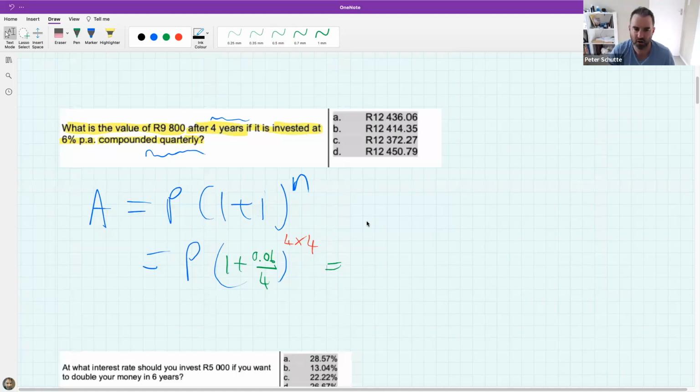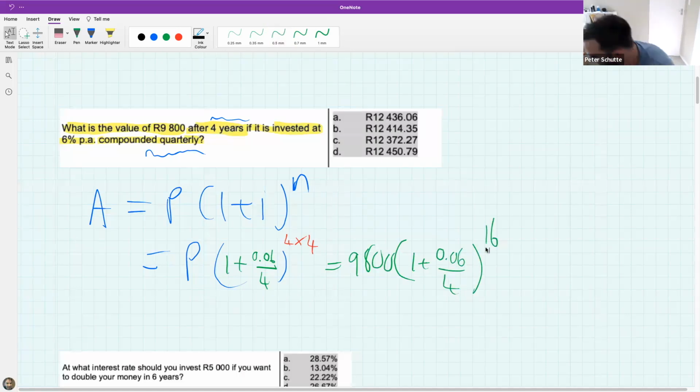Now, what is the answer going to be if I do this whole calculation? I've got 9,800 times 1 plus 0.06 over 4 to the power of 16. Now, let me actually get my calculator. What are we getting for the answer here? Actually, I'm going to go grab my calculator. It's on my table. For some reason, my calculator has left the building.